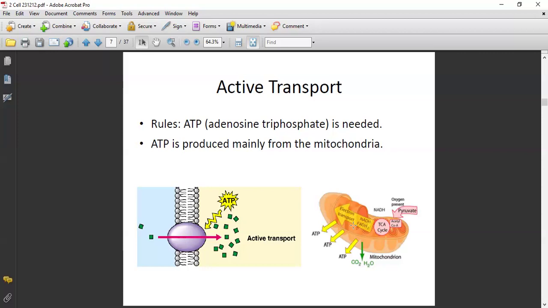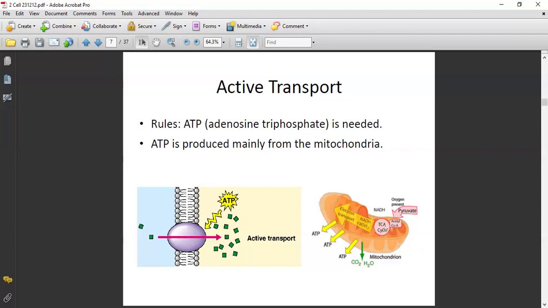It's very important to know how mitochondria does it. Mitochondria does it by using the oxygen that you breathe in, and also using the food that you eat, including carbohydrates, lipids, and proteins. They will be converted into pyruvate. Pyruvate will be converted into acetyl-CoA, going through a TCA cycle.